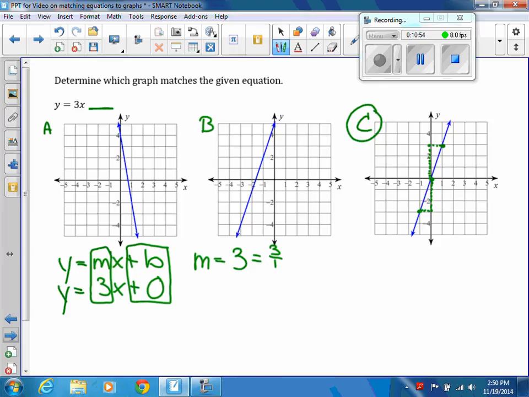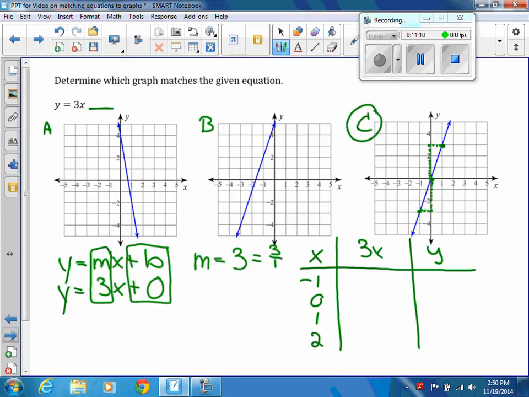Again, if I wanted to, I could make a table of values. So let's do that, in case you like to do that instead. So we have our x and we have our y. Remember, we're picking our nice easy numbers, -1, 0, 1, 2. And we have 3x is what we're doing there. So 3 times -1 is -3. 3 times 0 is 0. 3 times 1 is 3. And 3 times 2 is 6.